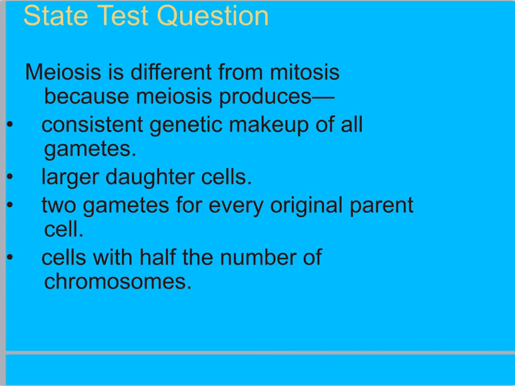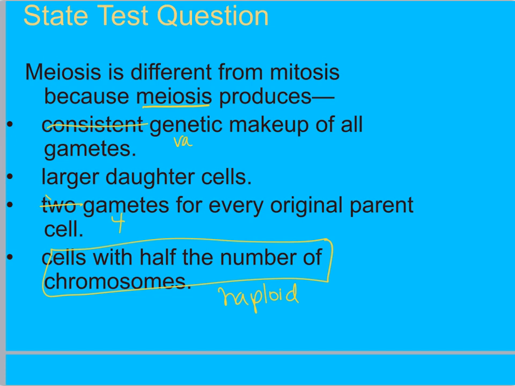Meiosis is different from mitosis because meiosis produces consistent genetic makeup of all gametes, larger daughter cells, 2 gametes for every original parent cell, cells with half the number of chromosomes. So which one does meiosis make? Hopefully you picked the last one, haploid, cells with half the number of chromosomes. You do not get 2 gametes, you get 4. They're not necessarily larger daughter cells, and they are not consistent genetic makeup. They're going to be a variant or different genetic makeup. Saying consistent genetic makeup is like saying identical.